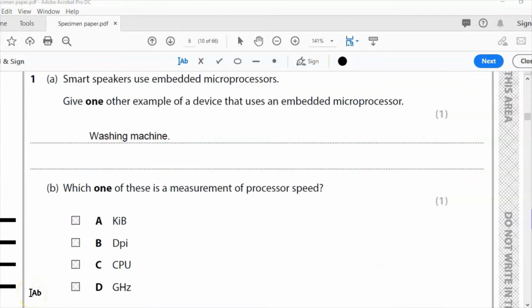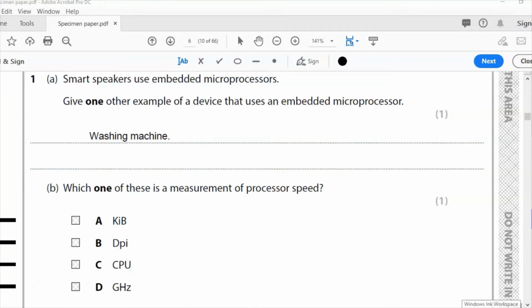Question 1A. Smart speakers use embedded microprocessors. Give one other example of a device that uses an embedded microprocessor. Now, you can have so many things here. Digital cameras, DVD players, cars. There's at least 50 in the modern car. But I've chosen my favourite one here, which is washing machine.